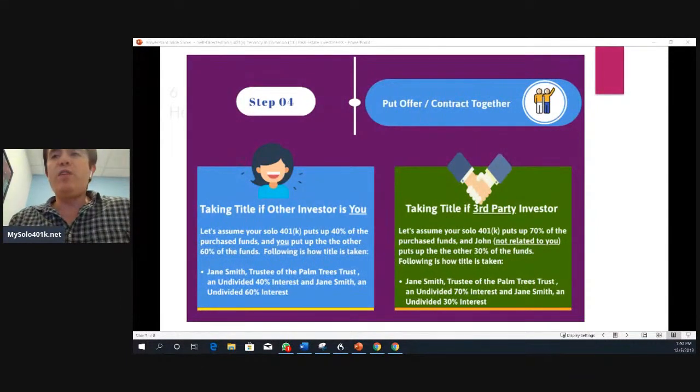I'm going to repeat that because we might have had some technical difficulties. If it's a third-party investor, it's very similar in both scenarios. You have to have both the trust and the other person, whether it's you or the other unrelated person, listed on the title, and it's going to show the respective percentage of interest in that property.